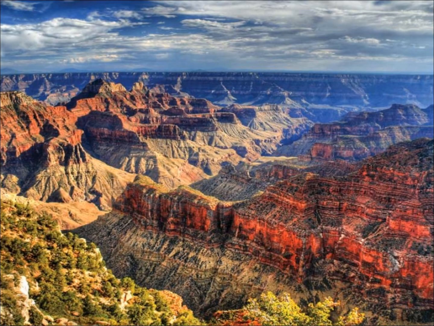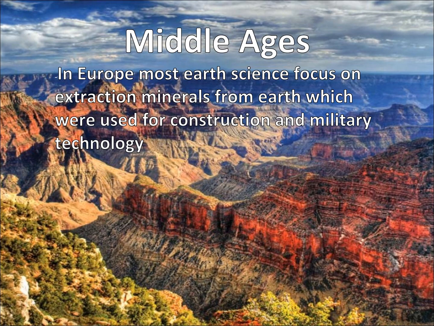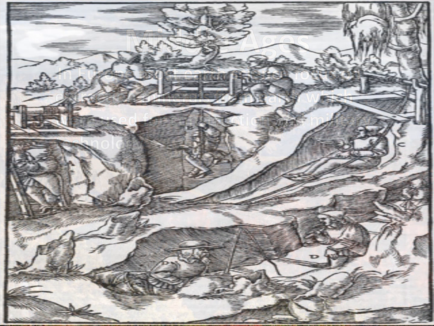As we keep going and we move into the Middle Ages in Western Europe, we see that most of the focus on earth science was primarily in the fields of mining, extracting minerals from the earth, which were used in construction and military technology. You're talking about how did we dig? What did we dig out? Where could we find veins of iron and copper, gold, silver? Okay, these would be minerals that would be critically important for both economic purposes and obviously military purposes and structural purposes. But as we began to dig into the ground, we started to discover things that we didn't see before.